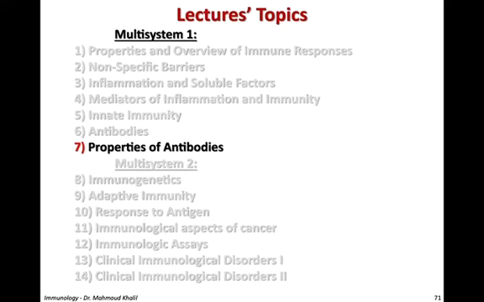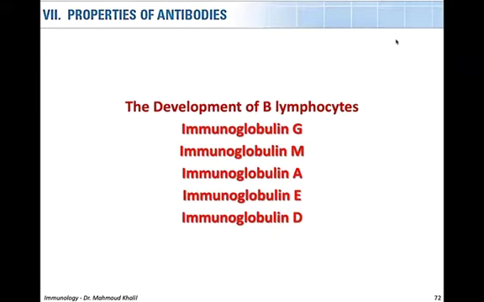Hello. Today we'll start our seventh topic of multisystem 1, and we will talk about the properties of antibodies. In this topic, we'll briefly give the development of the B lymphocytes, which are actually the main precursors, and which upon differentiation will give plasma cells, which will secrete the different types of antibodies. And then we'll talk about the structure and the function of each type of antibody: G, M, A, E, and D.